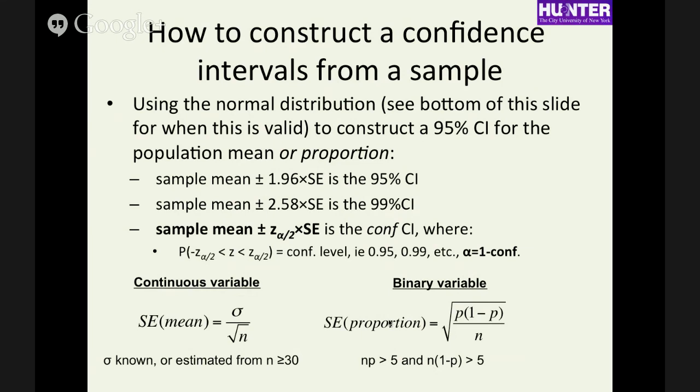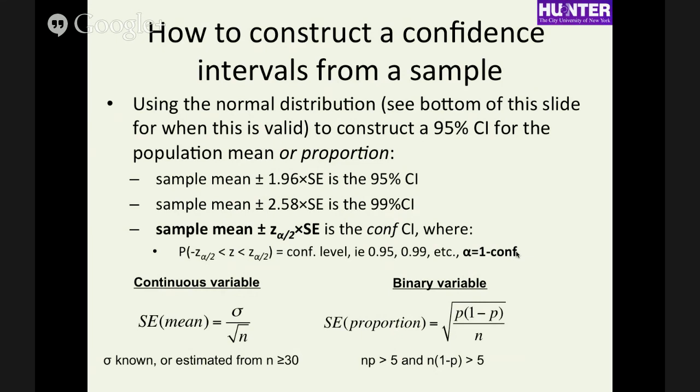I sense I'm starting to confuse people. No? Okay. Alpha is 1 minus your confidence. Yeah, so if your confidence level is 95% or 0.95, then alpha is 0.05. Alpha over 2 is 0.025. So you would look up the z value for 0.025 unless you use the empirical rule, which is perfectly valid.